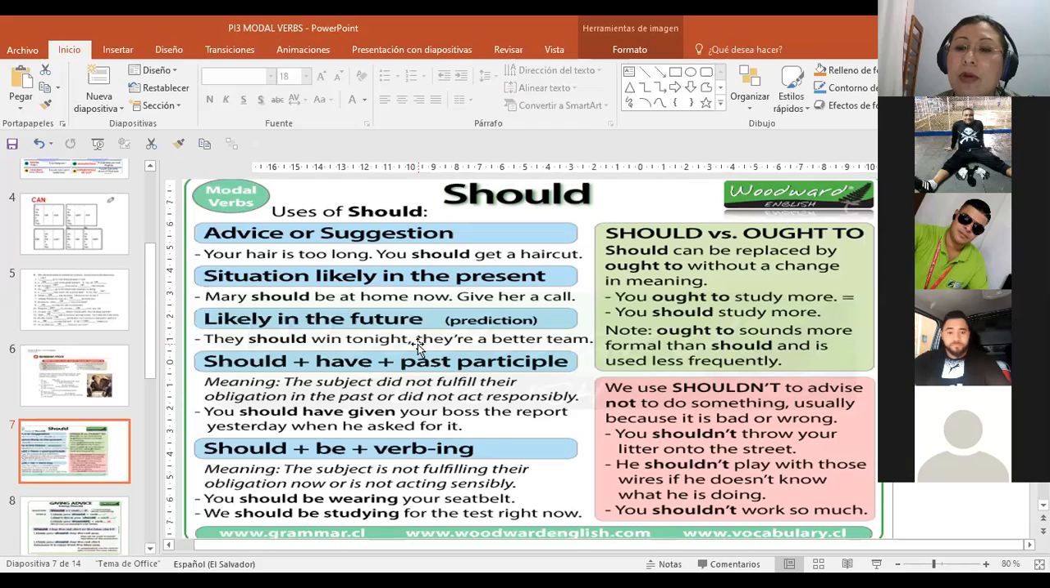You ought to study more. Es como you should study more. Nada más que el ought lleva la partícula to, ought to, ¿verdad? Y el verbo siempre se mantiene en infinitivo, pero es lo mismo. Note that ought to sounds more formal than should and is used less frequently. Hay que notar que ought to es más formal que should y se usa menos frecuentemente, ¿verdad?